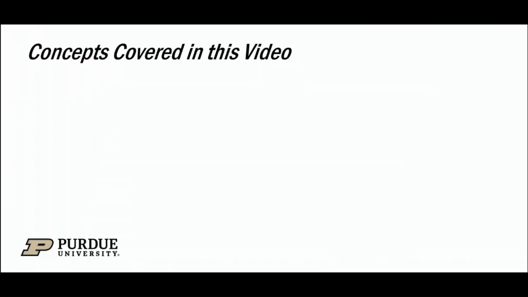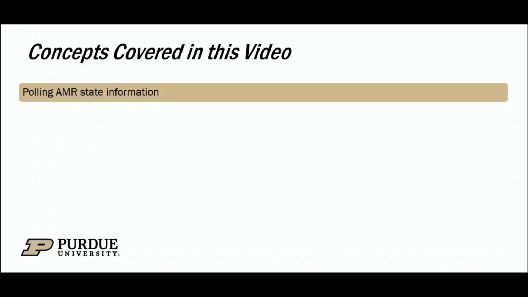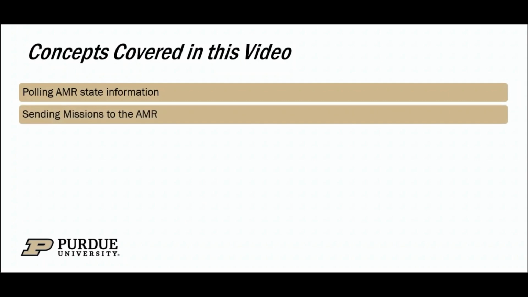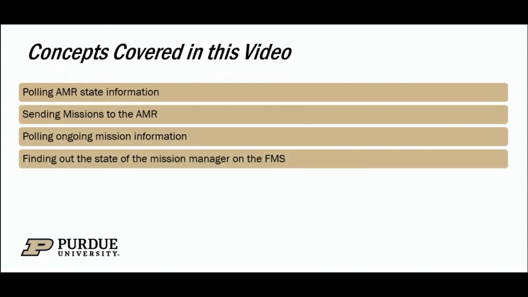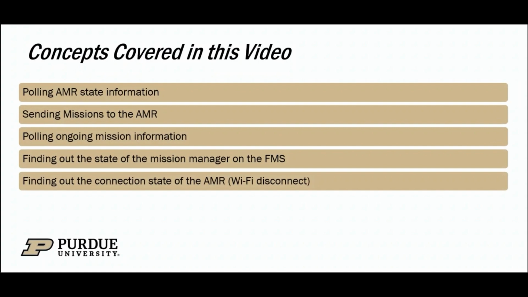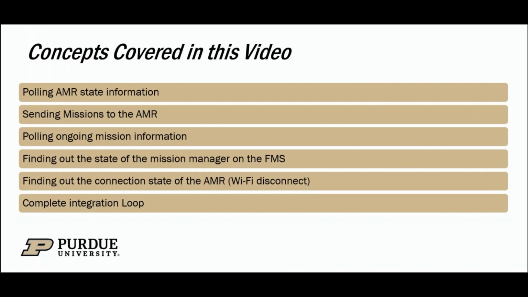In this video, we are going to go over the following concepts: polling AMR state information, sending missions to the AMR, polling ongoing mission information, finding out the state of the mission manager on the FMS, finding out the connection state of the AMR for Wi-Fi disconnects, and a complete integration loop where we use all the concepts we have learned together to form a complete loop. All the code we use in this video will be available in the GitHub link in the description.